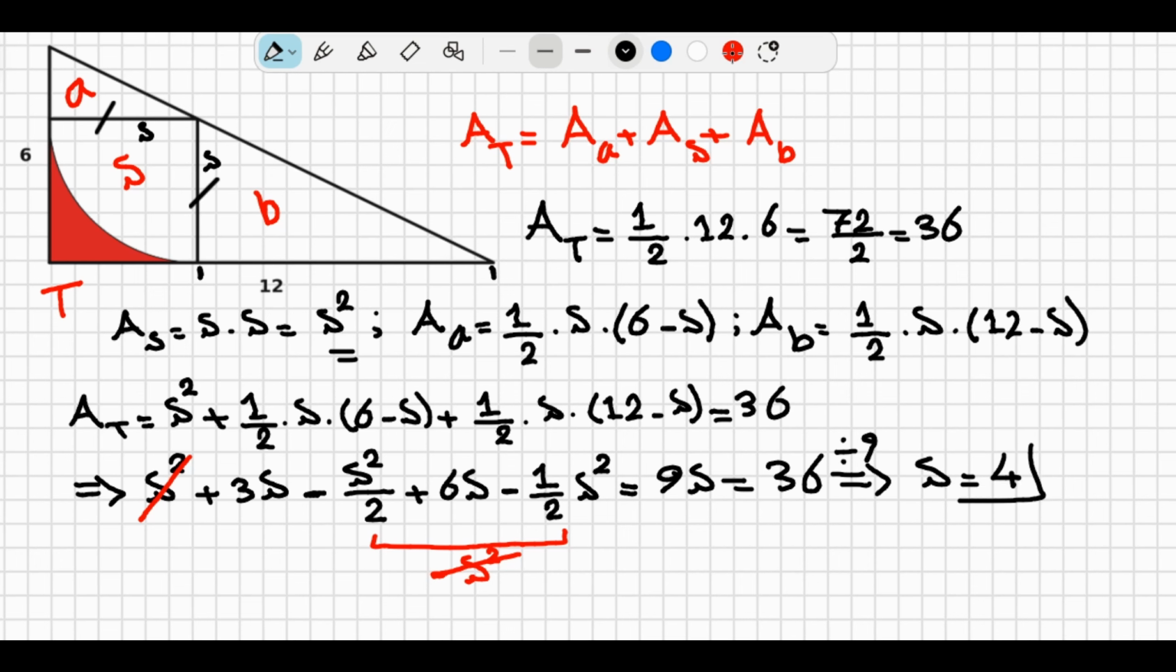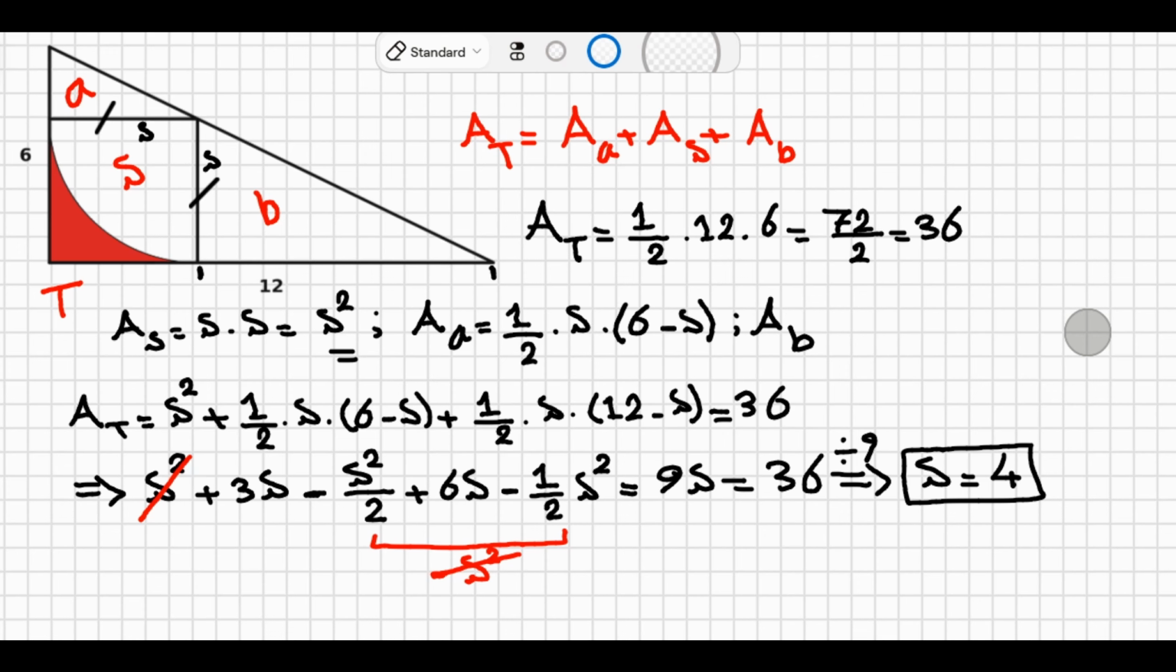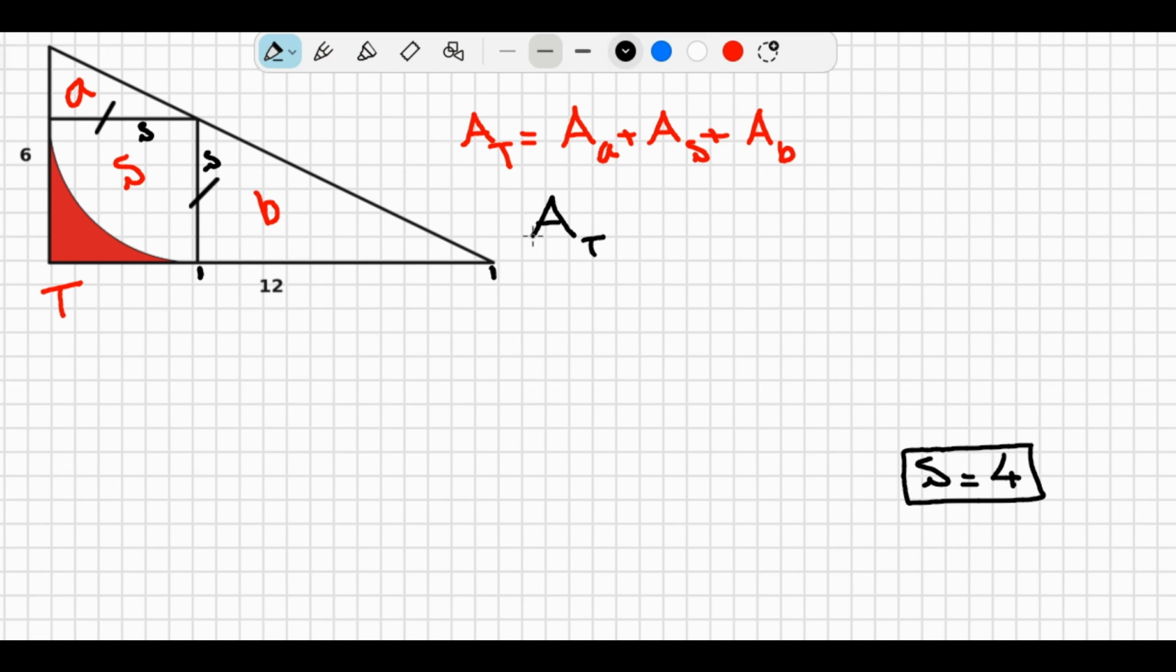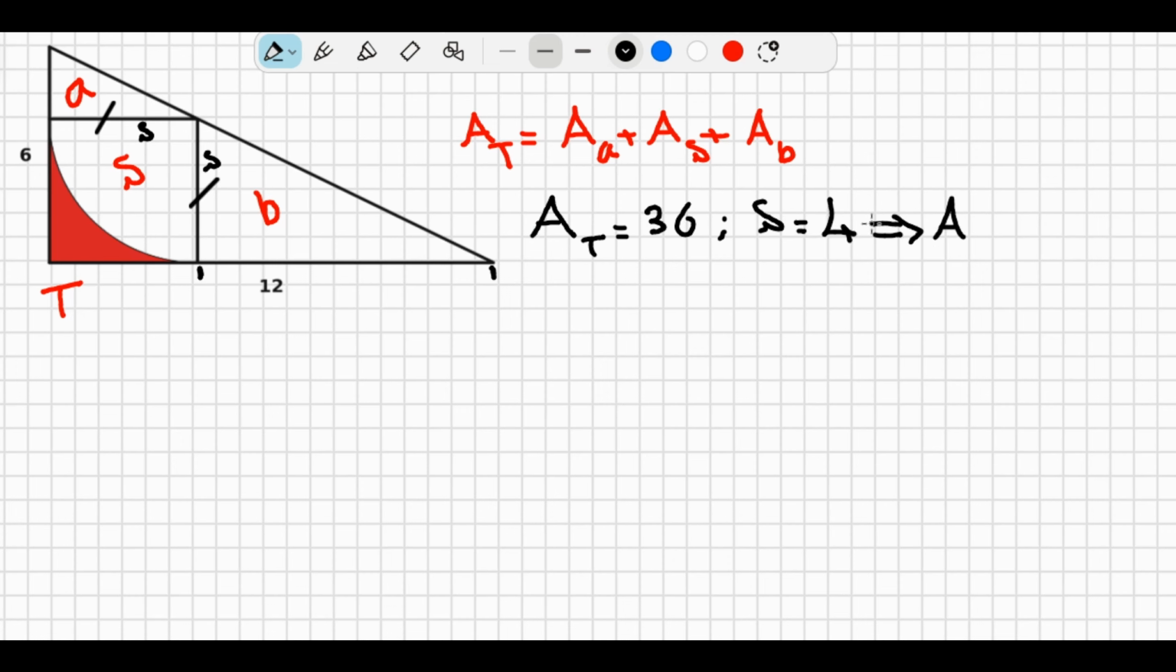Okay, we find S as the side of this square here. The side of this square here is 4. Now let me remove these parentheses and equations. We calculated that the area of the total big triangle is 36 and S, that is the side of this square, is 4. So the area of the square equals the side of the square to the power of 2, which will be 16.